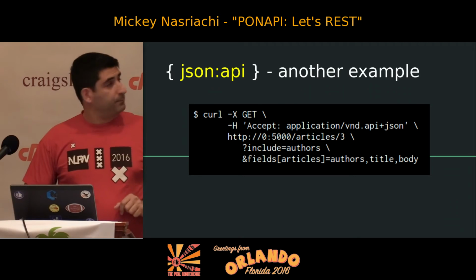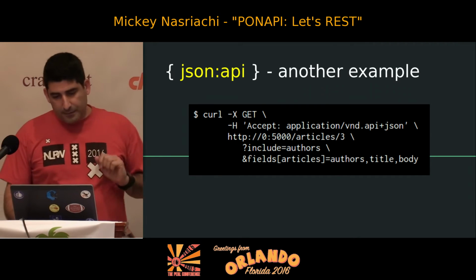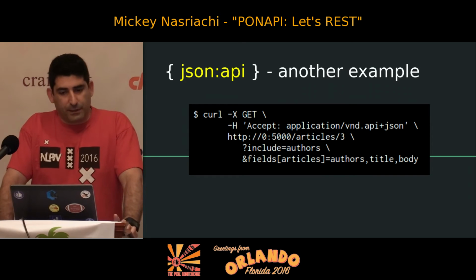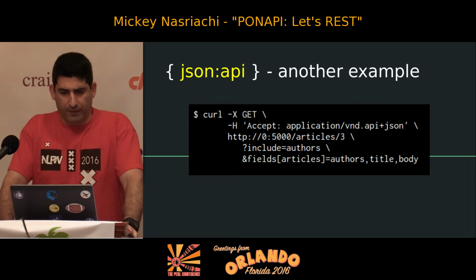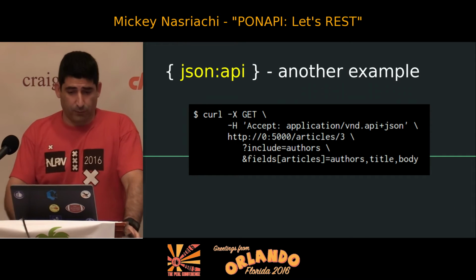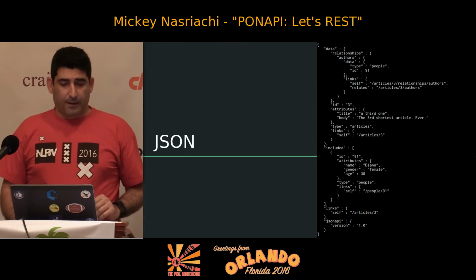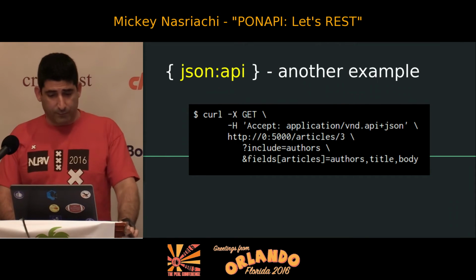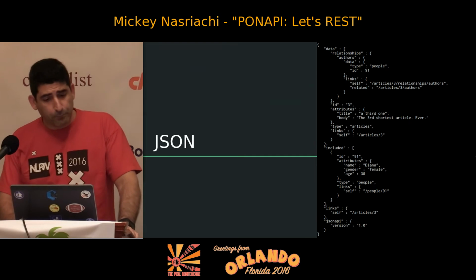A quick example, again, this time we have some parameters that I wanted to show. There are several ones defined in the spec. I wanted to focus on two interesting ones. One is the fields, and the other one is the include, sorry. And note the square bracket notation for the fields. We use it in JSON API.